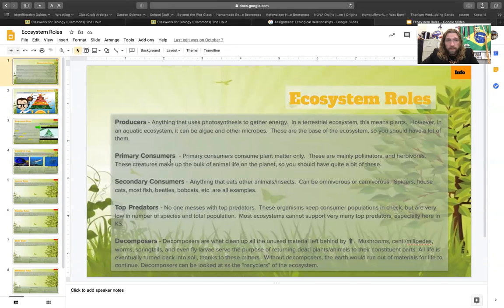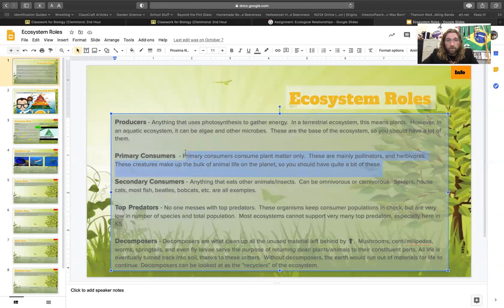In the beginning of the assignment, I give you the definition of what each of these things are. When I talk about primary consumers, they only consume plant matter. They don't eat anything else. So if it eats an egg or a bug, it's no longer primary. It has moved into the secondary consumer realm. Secondary consumers eat things that move. If it moves and you eat it, you're a secondary consumer. If you eat stuff that just sits there in the ground, i.e. plants, then you're a primary consumer, right? And there's some other stuff here for you to read about.